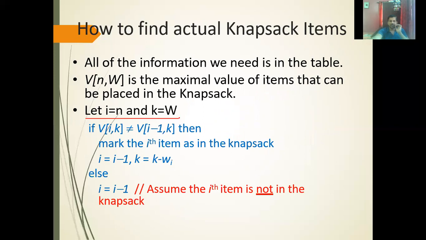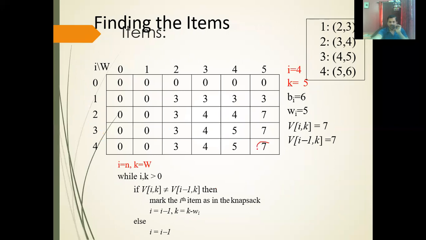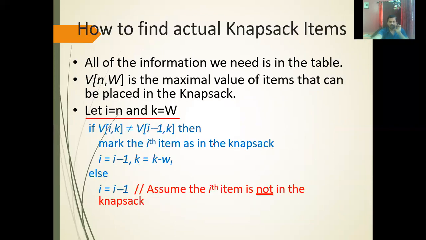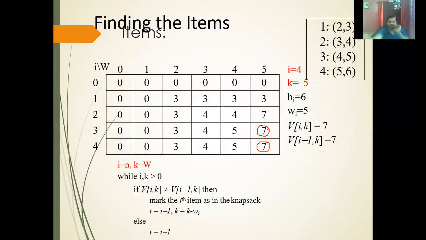So initially I is initialized to N, the number of items. K is initialized to the capacity of the container, capital W. If V of I, K is not equal to V of I minus 1, comma K. So I mean to say that this one, I'll compare with this. This is I, comma K. Okay. If it is not equal to I minus 1, I'll decrement the I value. Initially I value will be this. I'll decrement to 3, comma K, 5.